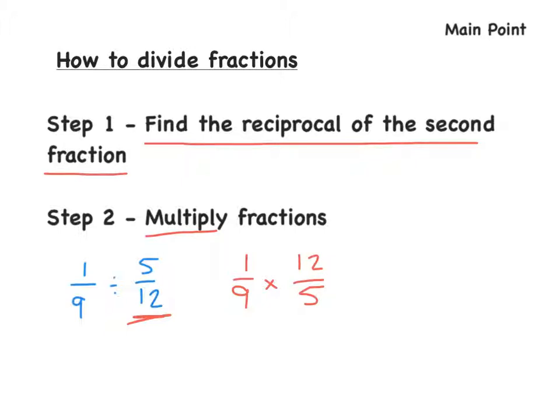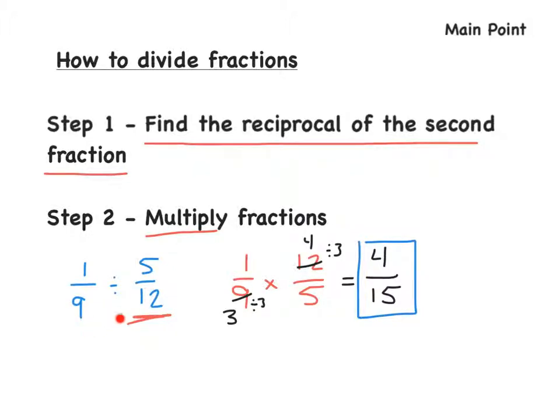So we could cross simplify if we wanted to. We could divide both by 3. Divide both 9 and 12 by 3. So 12 divided by 3 is 4. 9 divided by 3 is 3. Then we can multiply straight across. 1 times 4 is 4. 3 times 5 is 15. So we can't reduce this anymore. So 4/15 is our answer. So if we have 1/9 divided by 5/12, the answer is 4/15.